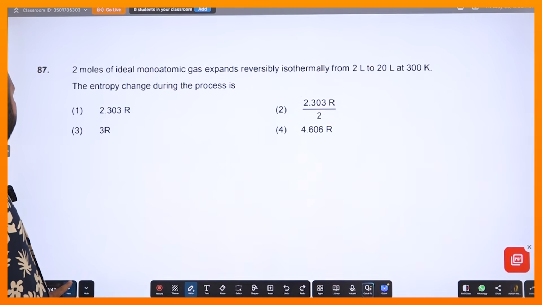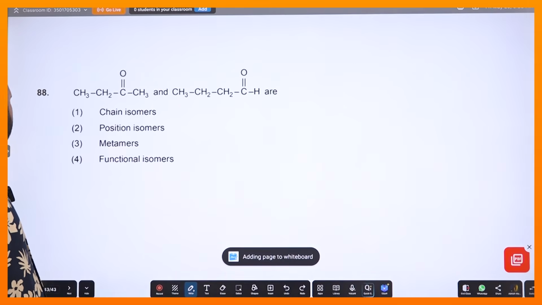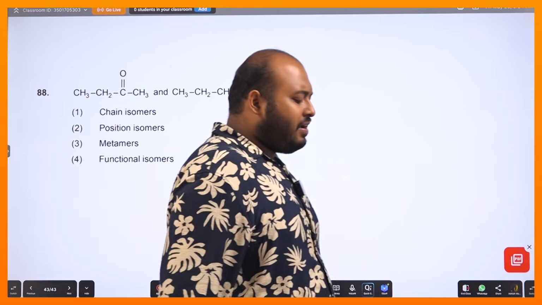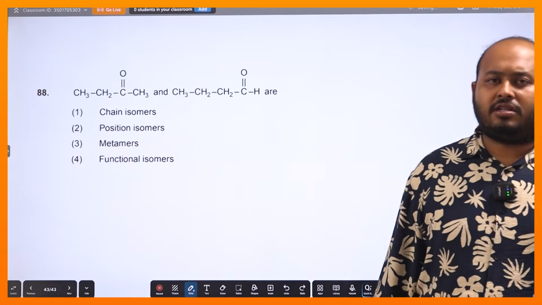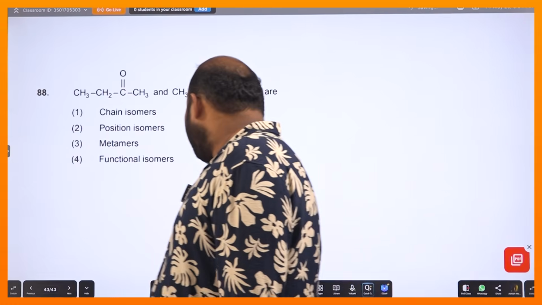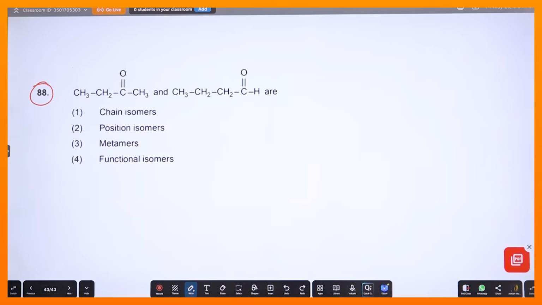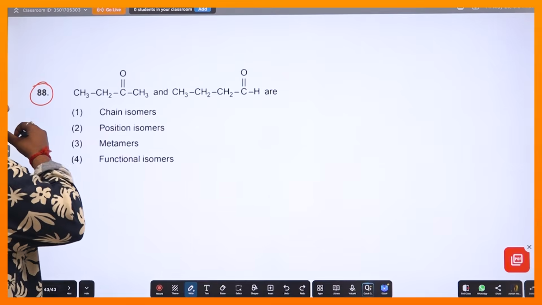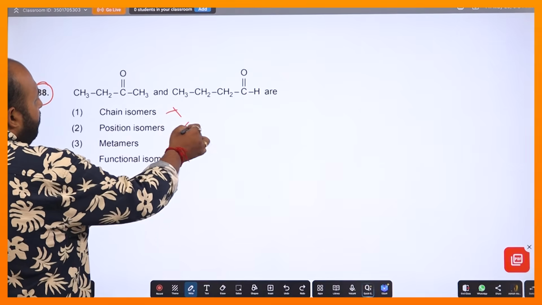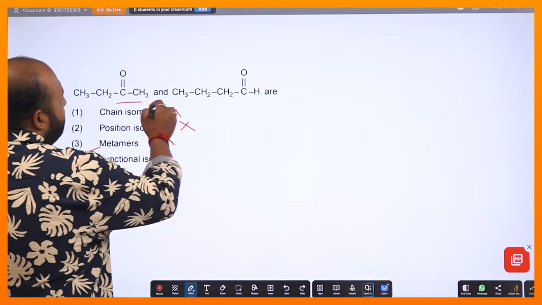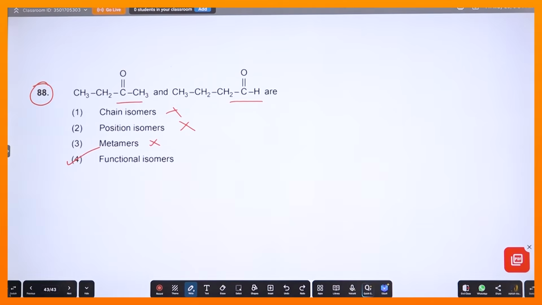So students, we have more or less completed the maximum of the questions. Hopefully you have the answer keys, and I have discussed mainly the critical questions. A few more questions are left, but hopefully you can solve them. Like in this case, question number 88, you can see that it is neither a chain nor a position, nor a metamer, it is simply a functional group. So ketone and aldehyde. Okay.